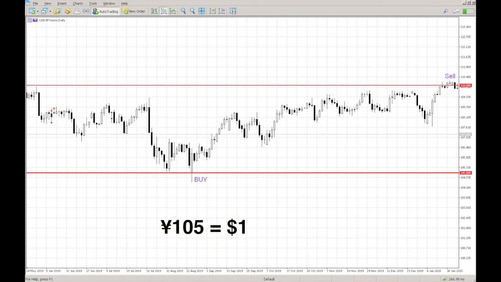Because the yen is financially weaker than the dollar, what is happening here is that as the market goes up in price, the Japanese yen is becoming weaker in comparison to the US dollar.